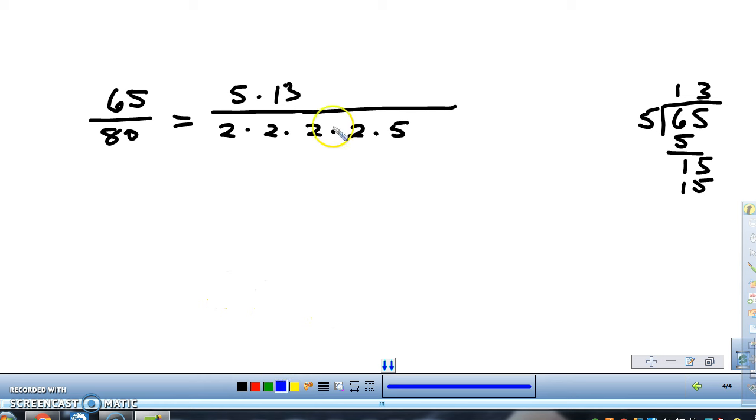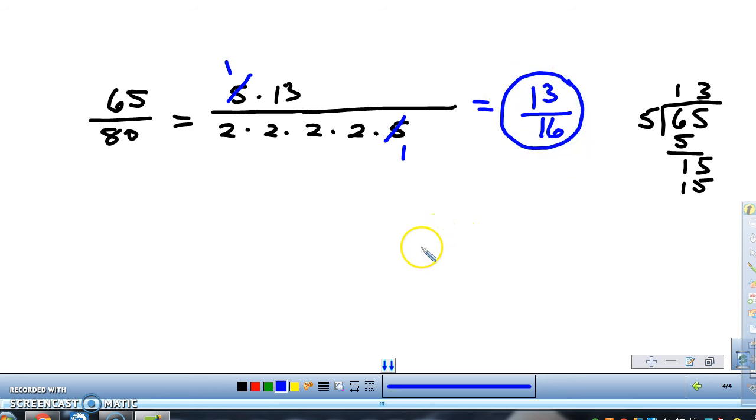Well, the only factor that they share is 5, so I can cancel those 5's. On top, I get 13 times 1, which is 13. On bottom, I get 2 times 2, which is 4. 4 times 2, which is 8. 8 times 2, which is 16. So 65 over 80, simplified, would be 13 over 16.